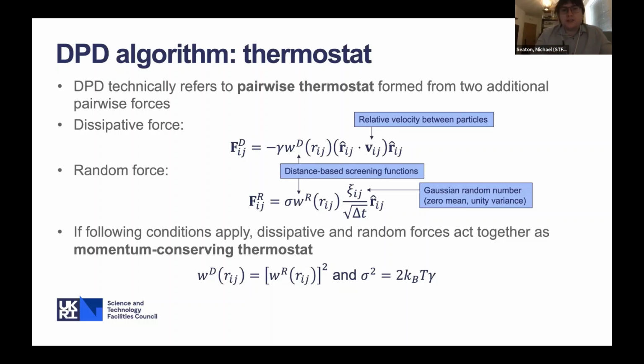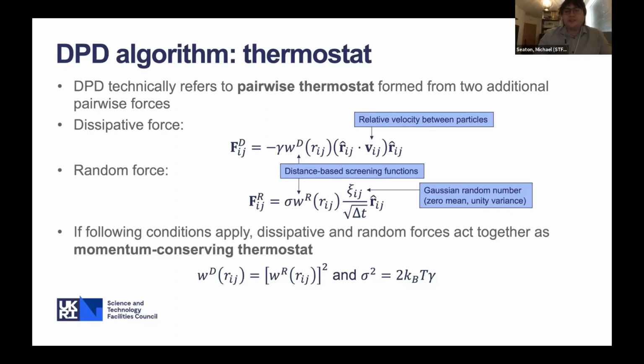So the two conditions are that the screening function for the dissipative force has to be the square of that for the random force. And the other is that the square of the random force parameter is equal to 2 times the Boltzmann constant times system temperature times the dissipative force parameter. So it means that we do actually have temperature control.